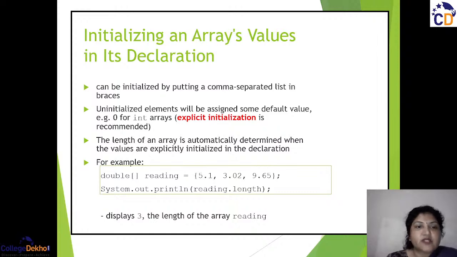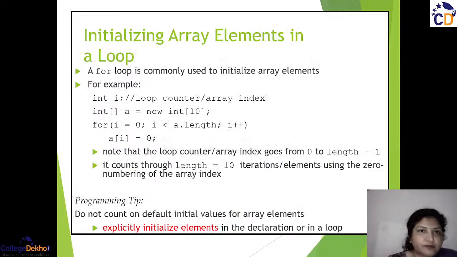So it is basically double, then it is defined as an array, reading is the array name, and you are putting the values into the array itself. So there are 3 floating point numbers in the array. Then you are just printing the length of that particular array, that is reading.length. So it is going to print 3. Why? Because there are 3 elements in the list.